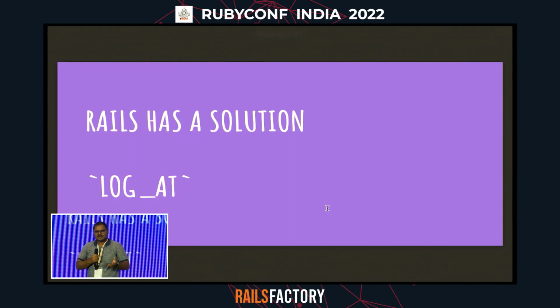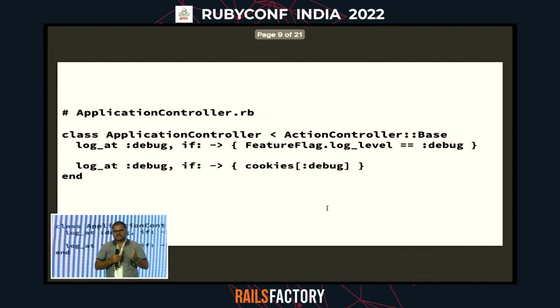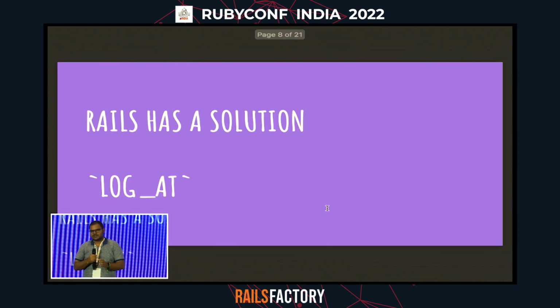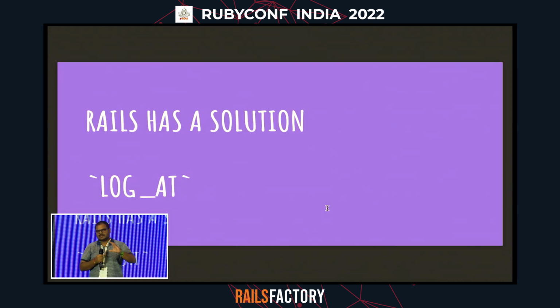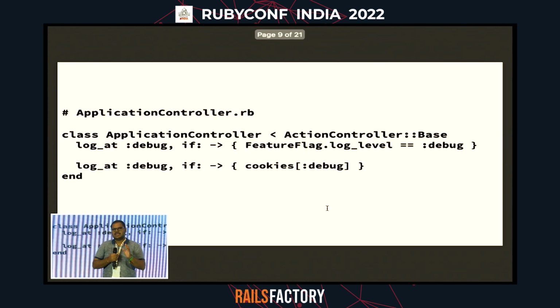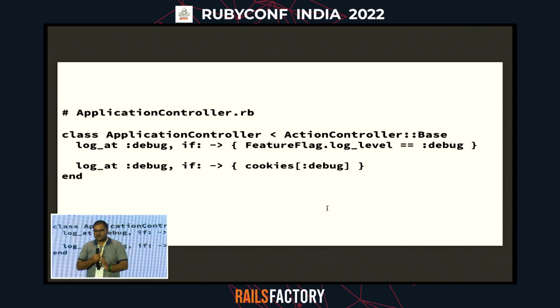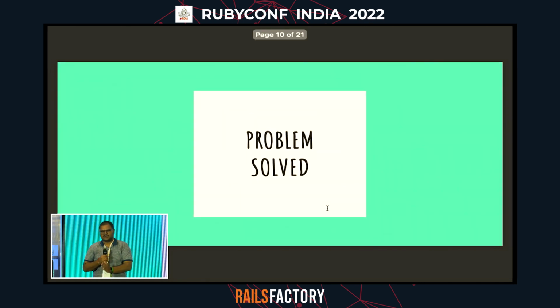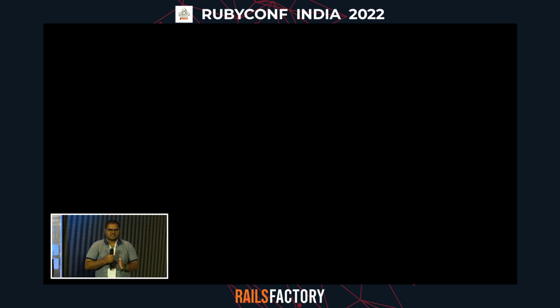So logger.log_at, when we pass code inside that block, it will change the log level of that block only, right? So with this, we will only enable debug log for a certain block, and we will not get the problem of noisy logs. So that's about it.